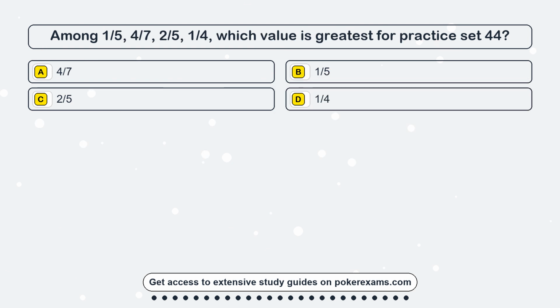Question 2. Among 1/5, 4/7, 2/5, 1/4, which value is greatest for practice set 44? Option A 4/7. Option B 1/5. Option C 2/5. Option D 1/4.